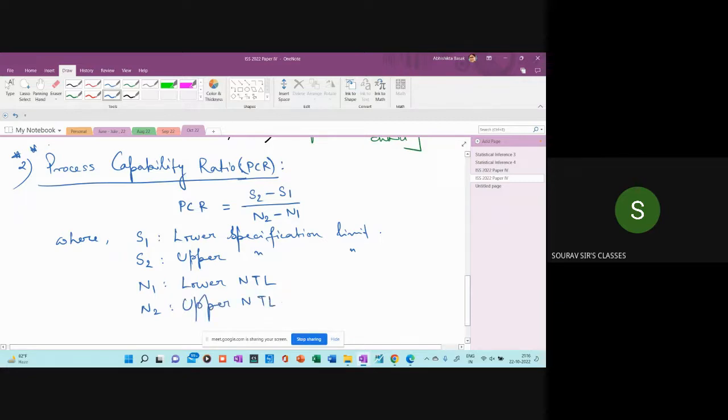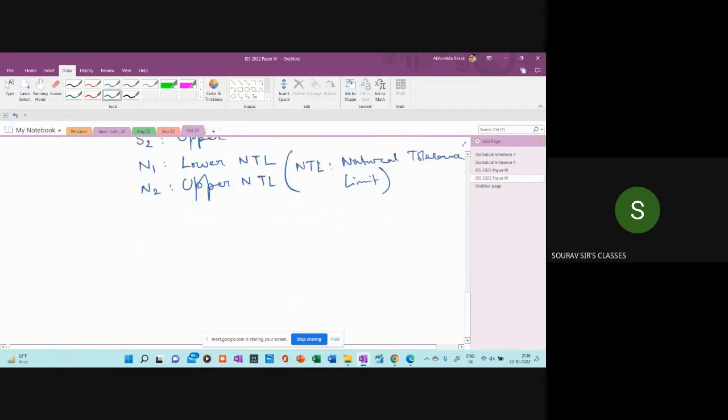So the difference between S2 minus S1, that is the upper and lower specification limit, and the difference between the upper and lower NTL, the ratio of these two is my process capability ratio, where NTL stands for natural tolerance limit. So this is how we can obtain two different measures of process capability.